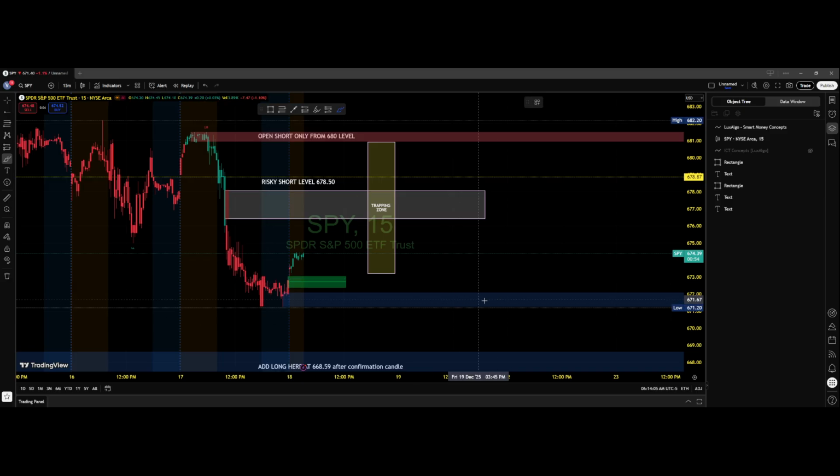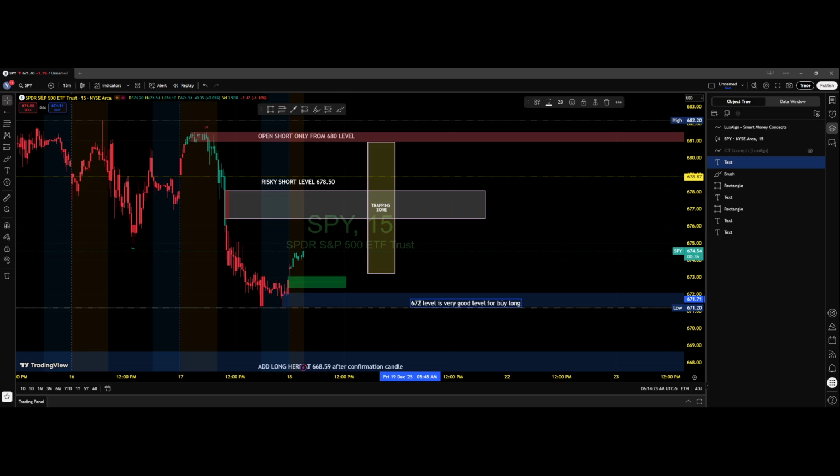672.14 is a very good level. So 672 level is a very good level to buy long. All right, so this is where I wanted you to wait. Look for the 672 level, and then we'll start to see more buying in the market.